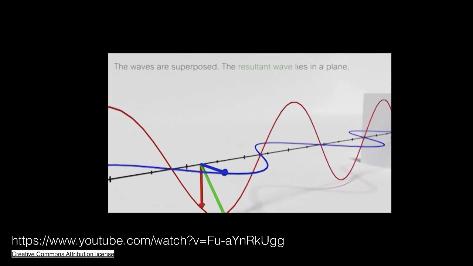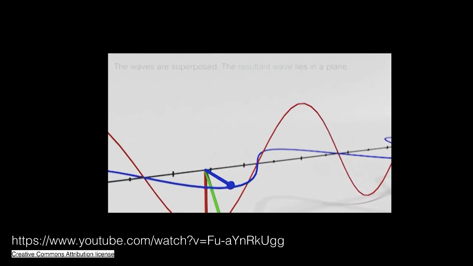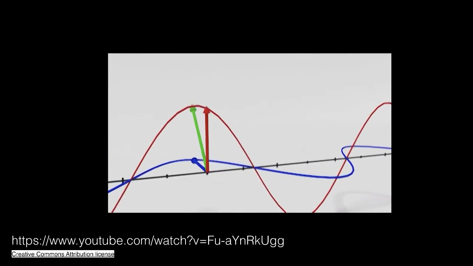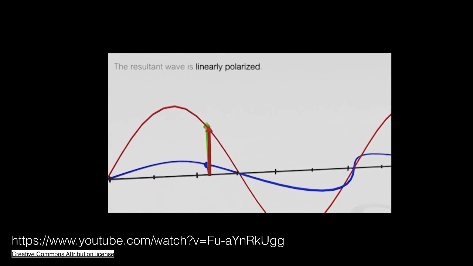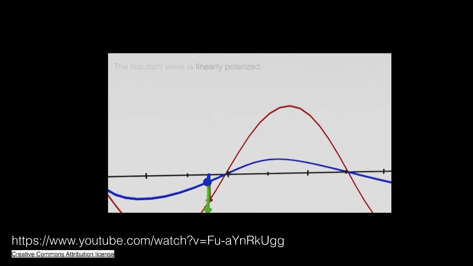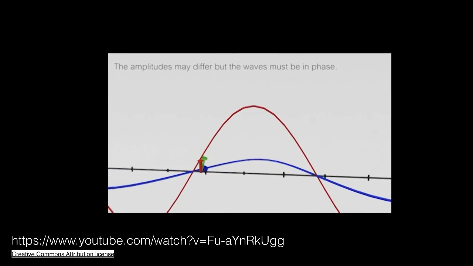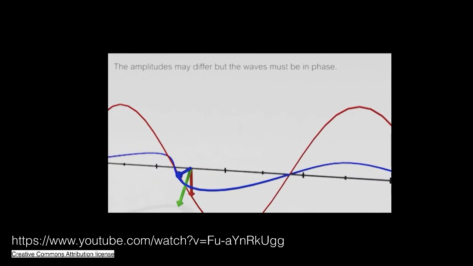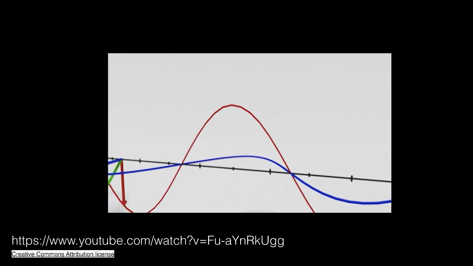And of course, the sum of the two is the resultant wave. It's the green arrow. And what you see is that the green arrow is actually staying in a line. It's linear. It changes its length, of course, but it's a line. So it's a linearly polarized wave. That's what we call a linearly polarized wave. Now, this only works because the two components are in phase.